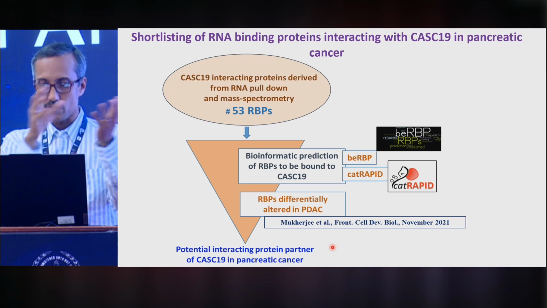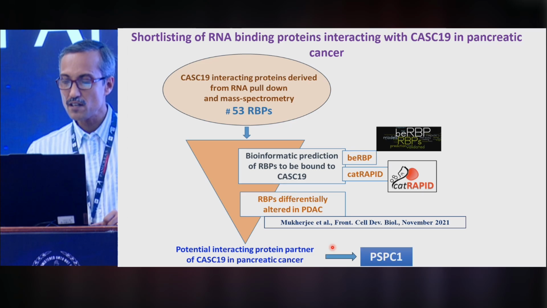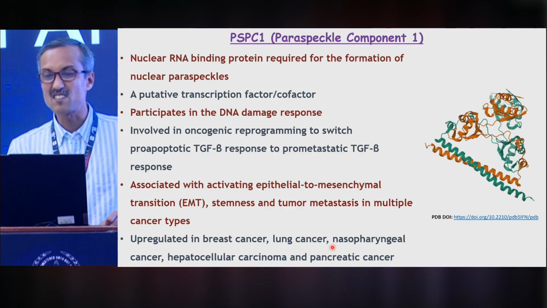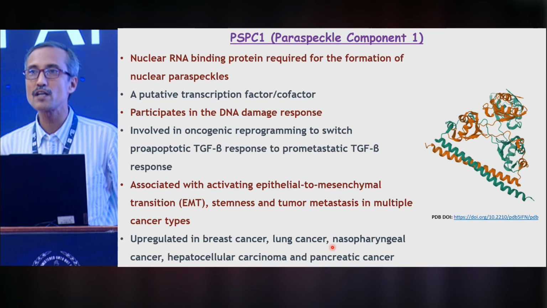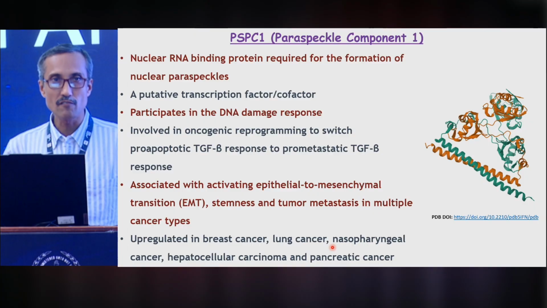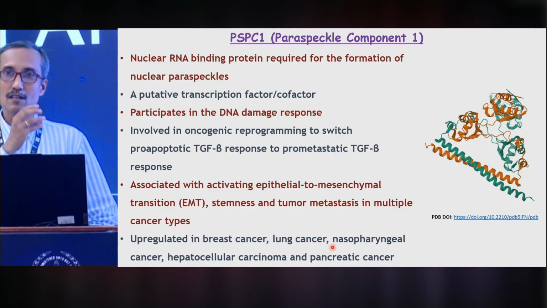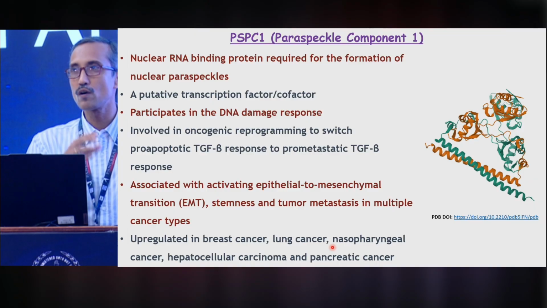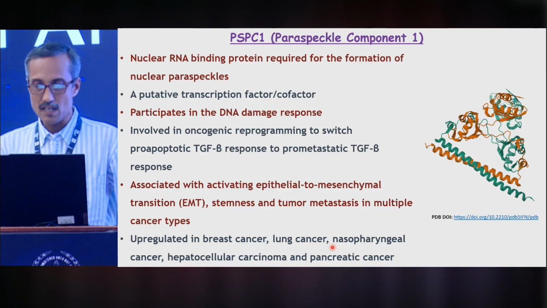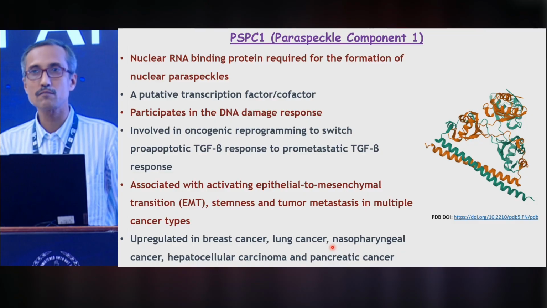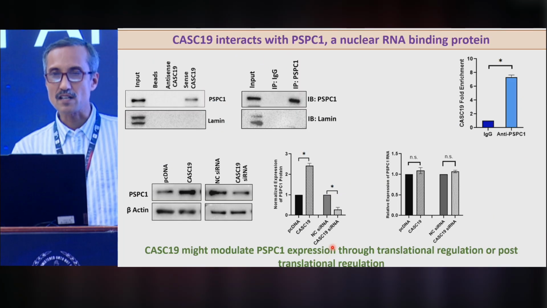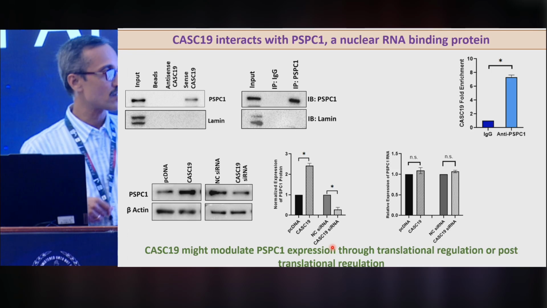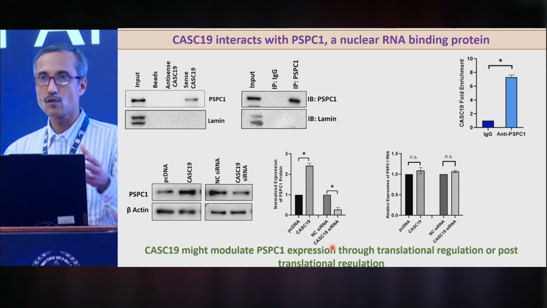And after all these combinations, we landed on one RNA binding protein called PSPC1, which is a paraspeckle component one that resides totally in the nucleus. It's a nuclear RNA binding protein, and it has been implicated in multiple studies, but absolutely not much information in pancreatic cancer. So the next set of experiments, because of lack of time, I am not going to go into details of that.